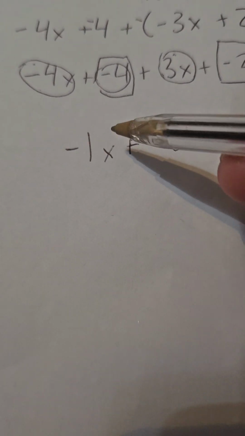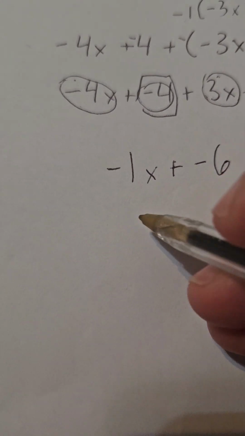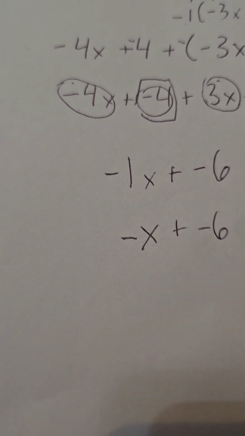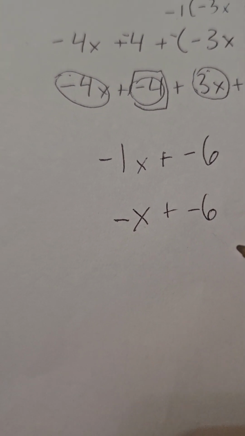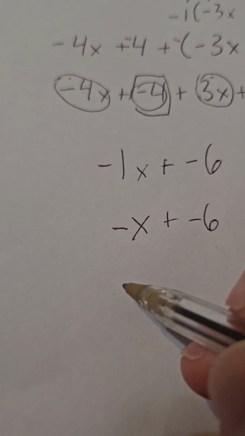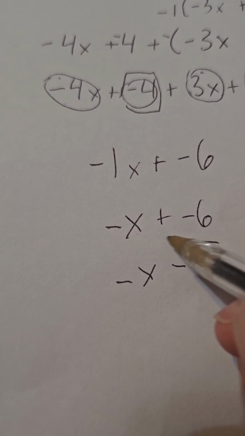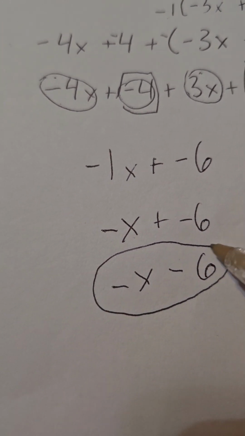Now you will never see a 1 as a coefficient, so that will turn into just negative x plus a negative 6. You can get rid of that addition sign if you'd like to, because it's the same if you say negative x minus 6. And that is how we simplify that expression.